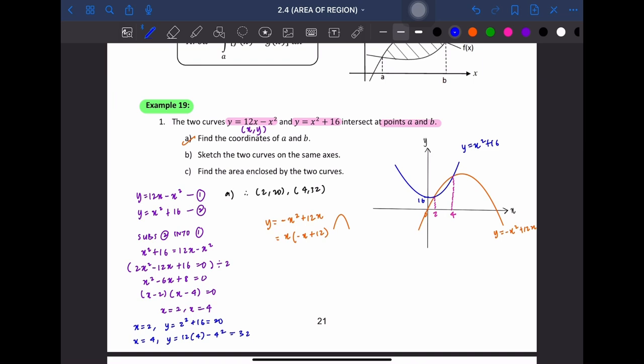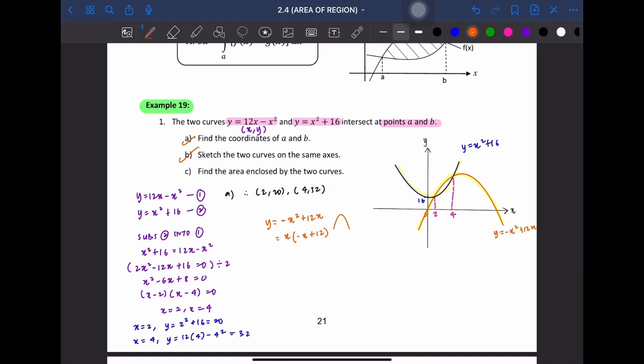Okay, so now we already draw our graph. So now the last part of the question, they ask us to find the area enclosed by the two curves. Kawasan yang tertutup oleh kedua-dua curve. So again, I'm going to use the highlight to see which part of the area. So this one and this one enclosed by these two curves.